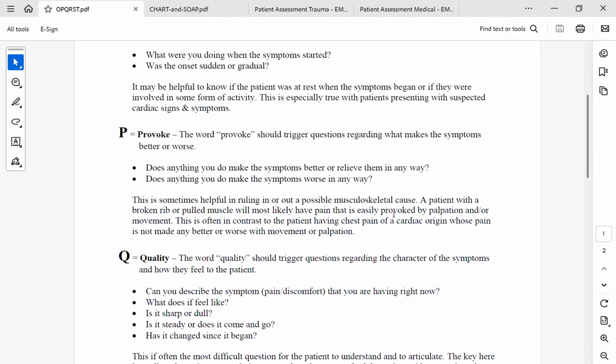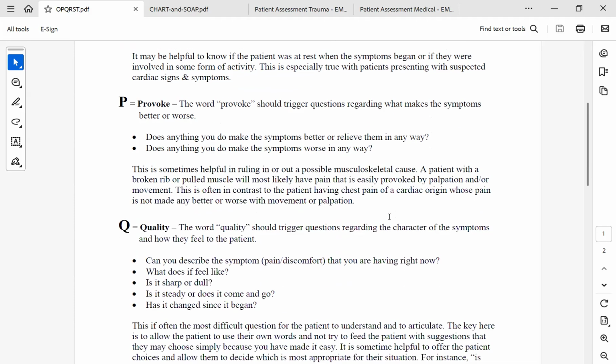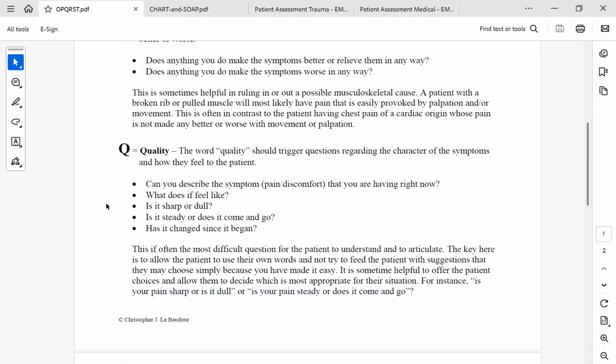Provoke, again, you're not going to walk up to your patient and be like, "What provokes you?" So this is going to trigger symptoms. What makes it better? What makes it worse? Is there anything that makes your symptoms better or relieves them, makes them go away? Is there anything that makes them worse? Quality, again, that's our how does it feel to the patient? So can you describe the symptom or the pain or discomfort that you're having? What does it feel like? Is it sharp? Is it dull? Is it steady? Does it come and go? Has it changed? Can you point at it? Is it like a general, like you're just not feeling well?